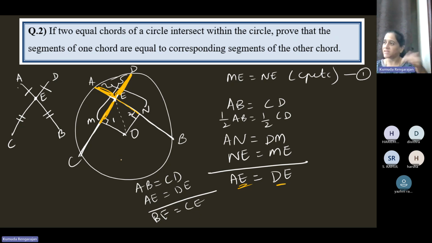Now, to prove the second pair of segments are equal, write this one: AB is equal to CD. And write this result which we just proved: AE is equal to DE. Now subtract. AB minus AE is BE, and CD minus DE is CE. So we proved that the corresponding segments are equal.